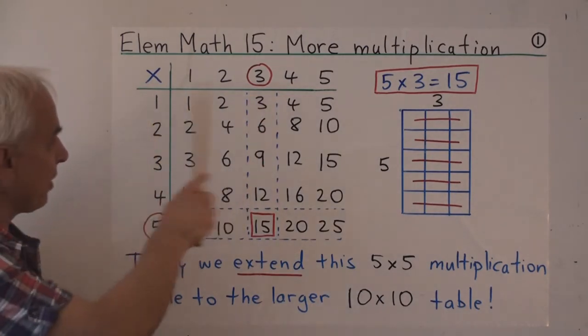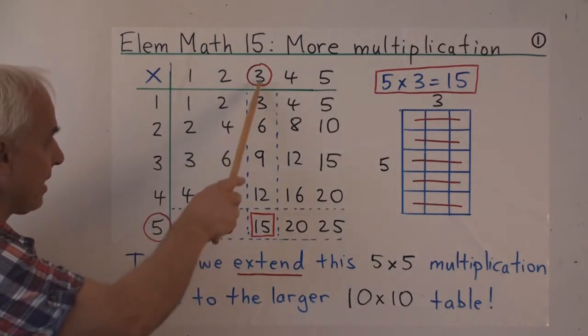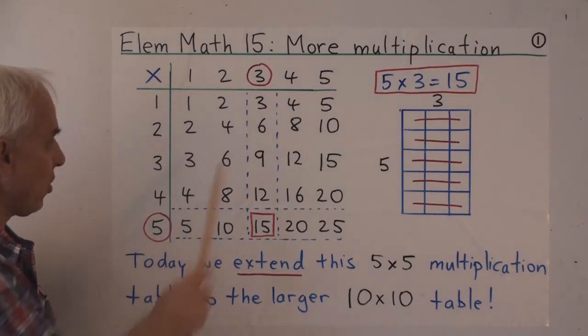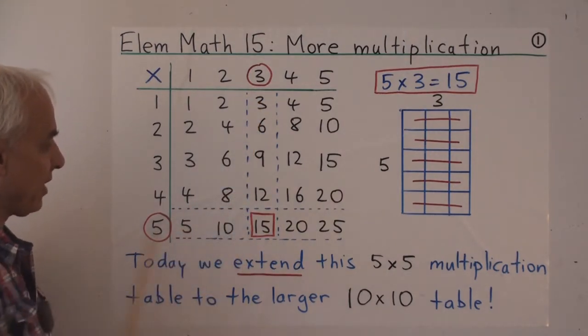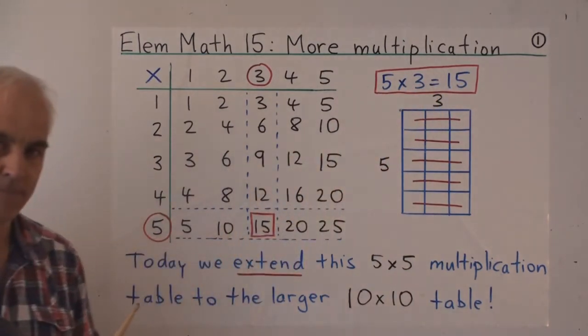So here we have the table here, 1, 2, 3, 4, 5, 1, 2, 3, 4, 5. The entries tell us, for example, what 5 times 3 is. We go along this row and down this column. That entry there is the 15, telling us that 5 times 3 is 15.